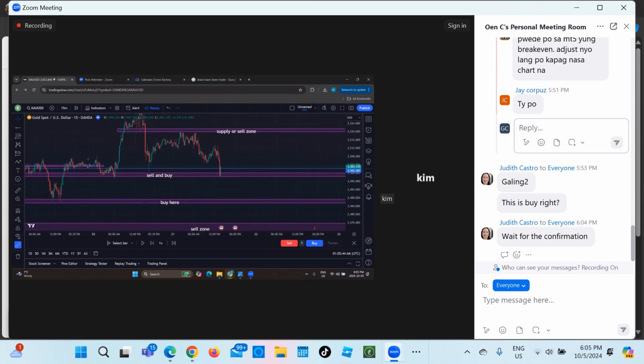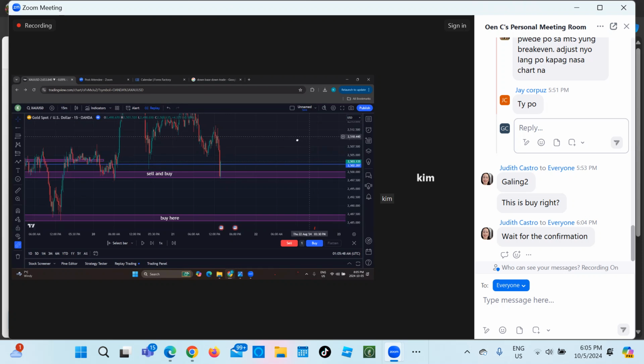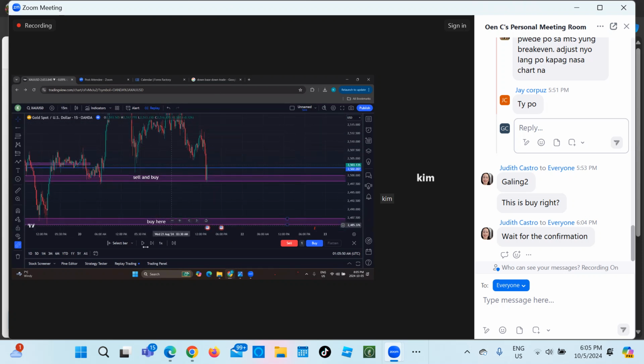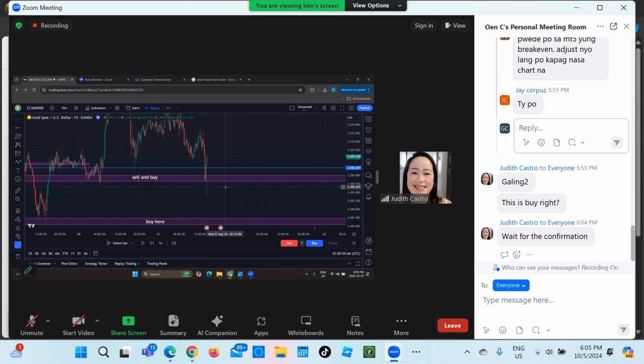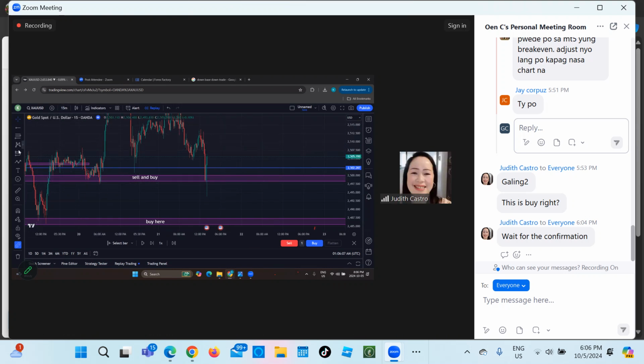Okay. So, nasa price action tayo ngayon. So, yun yung sign natin. Bigla siyang tumaas. Go up, yeah. Yun na yung sign natin. Nag-liquidity grab.